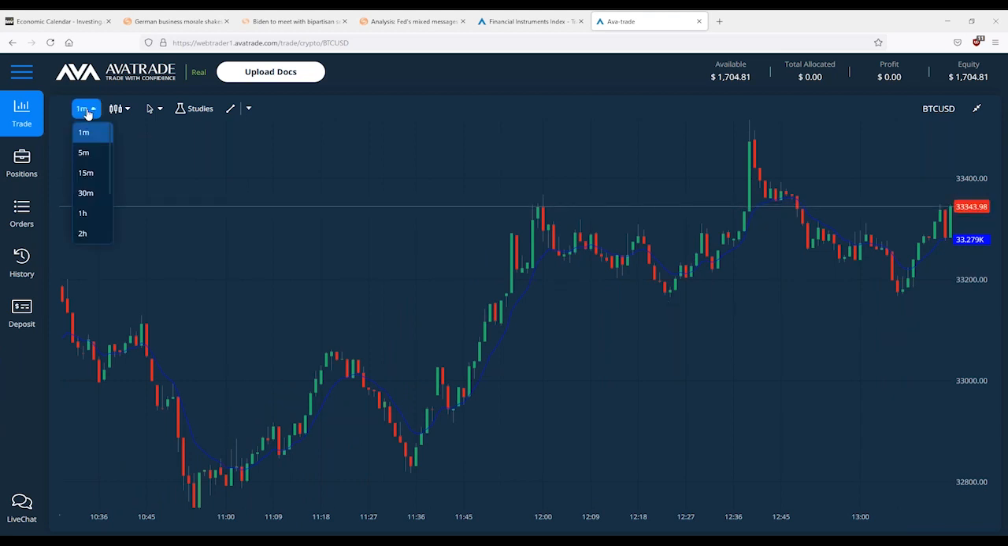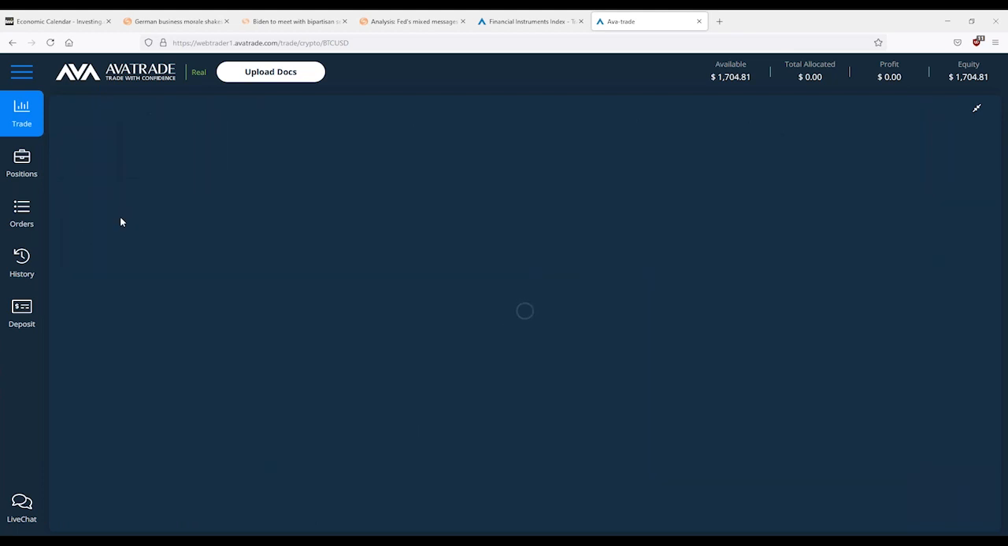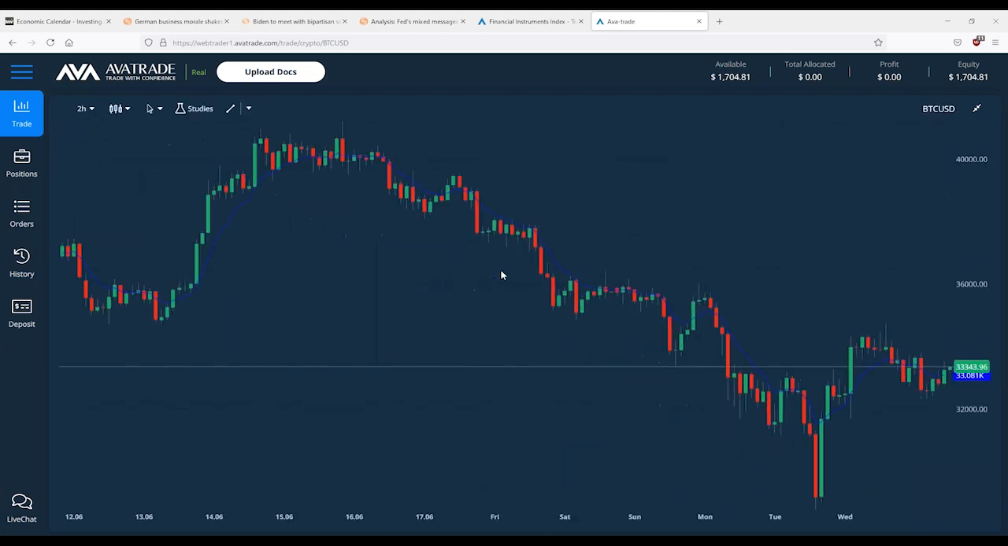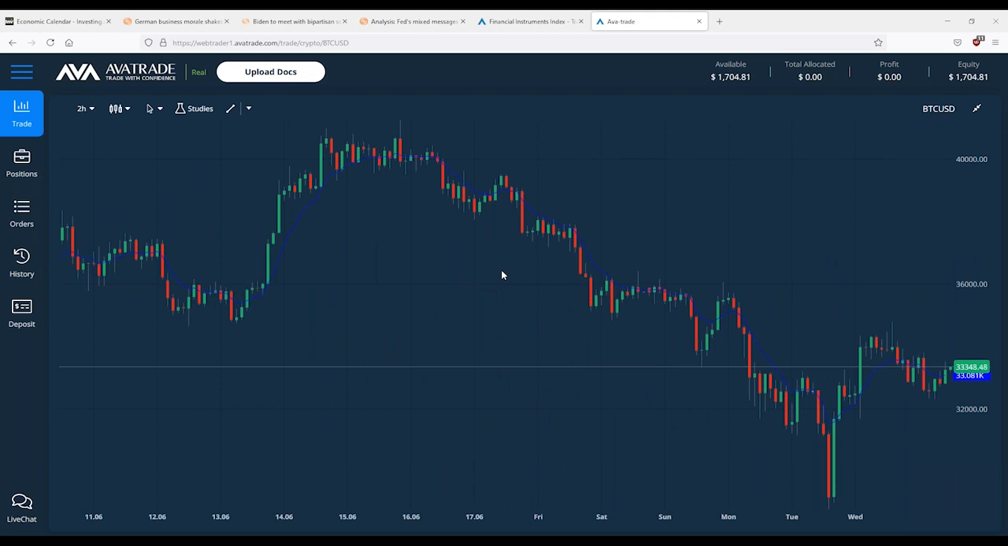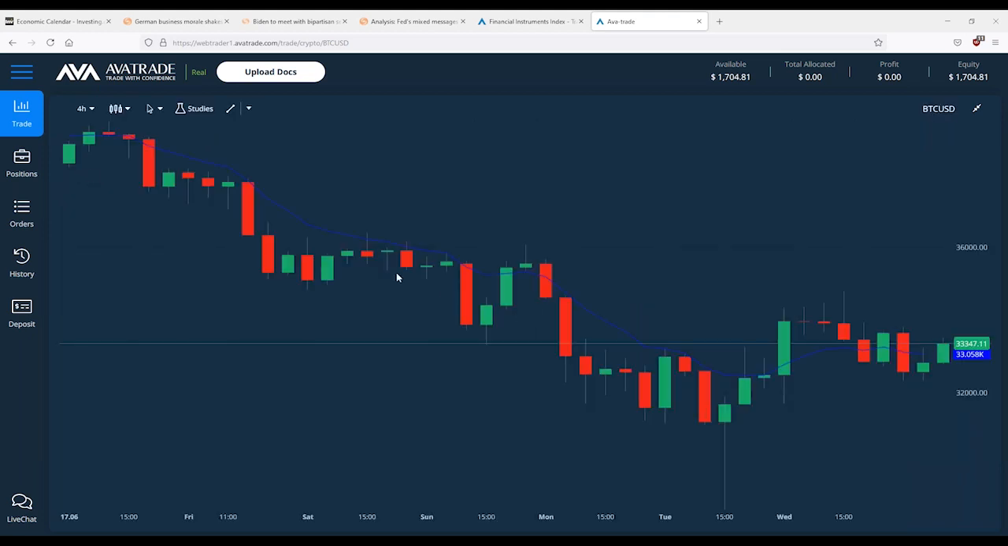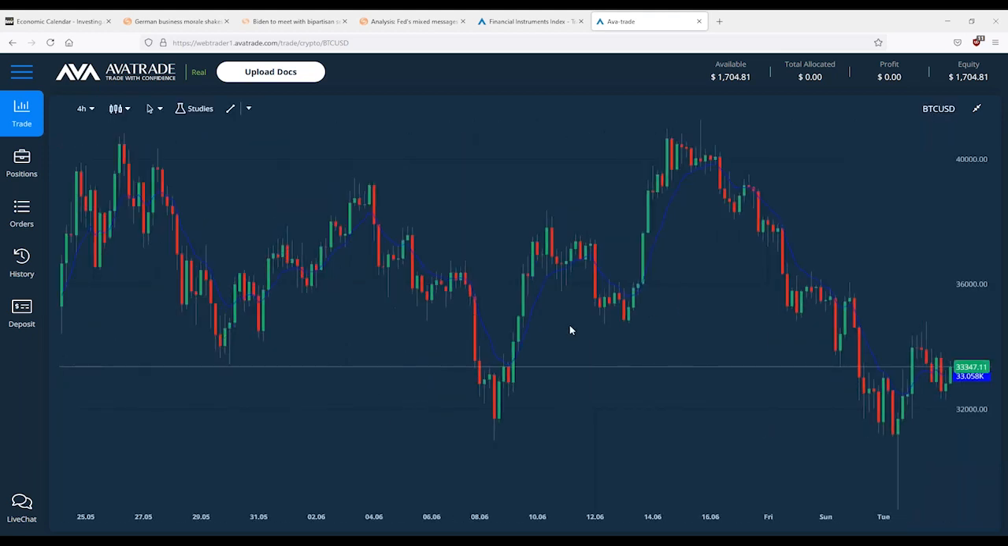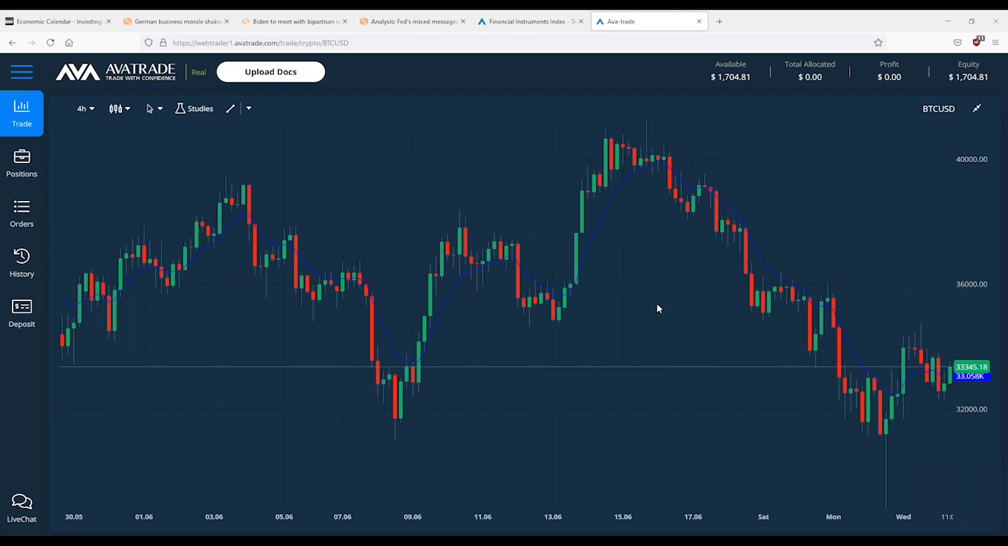So let's get some perspective. Let's go to 2-hour candles and look at Bitcoin. Okay, and I'm scrolling back a bit. Look at that drop. And if we go to 4-hour candles, we'll get more perspective. It's an even larger drop than you might be thinking. Why? Anyone know why Bitcoin took this big drop?